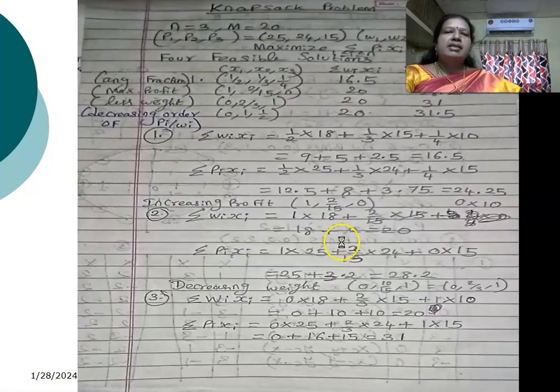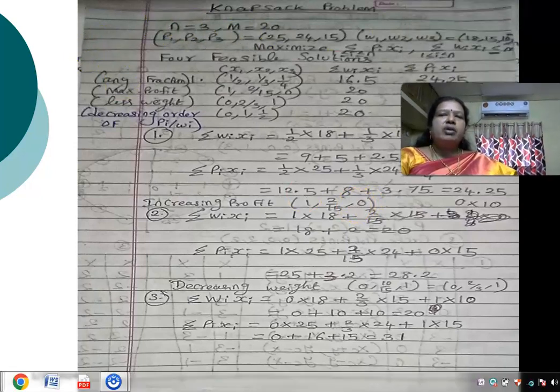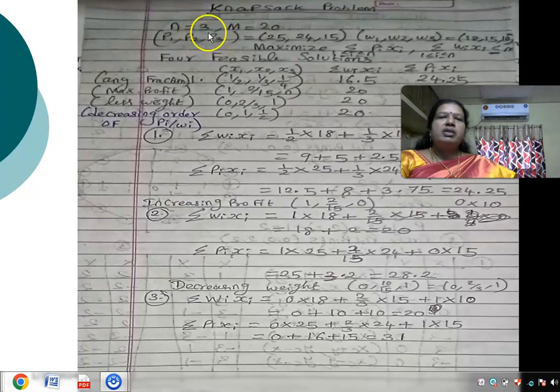Sometimes it is referred to as the fractional knapsack problem. So this is an example I have tried. Here I have taken n as 3, where n is the number of objects, and m is the capacity of the sack, which is 20. P1, P2, P3 are the profits of the corresponding objects, and W1, W2, W3 are the weights. I tried 4 feasible solutions. The first one is any fractional order, that is, randomly I have taken 1/2, 1/3, 1/4 for x. And the second one is with maximum profit.